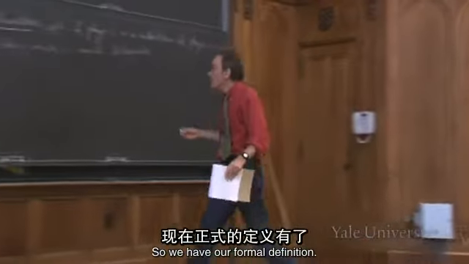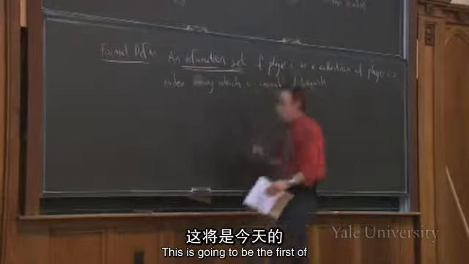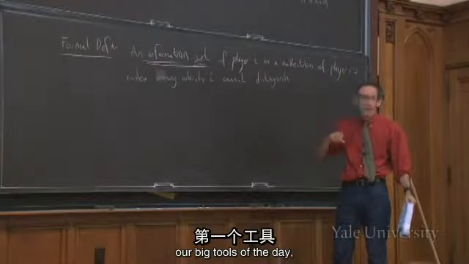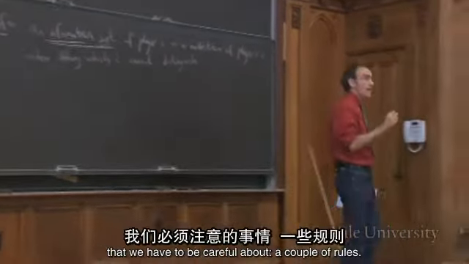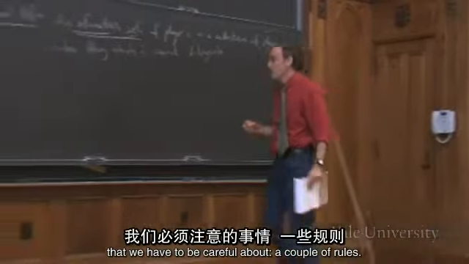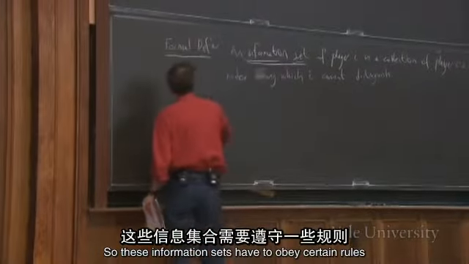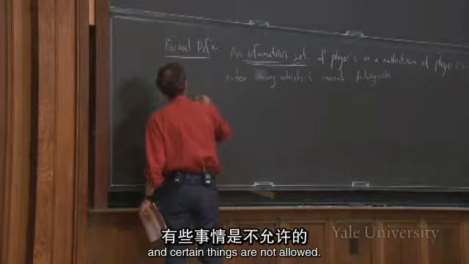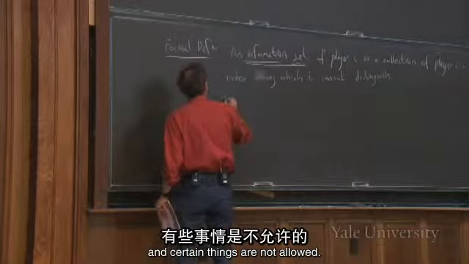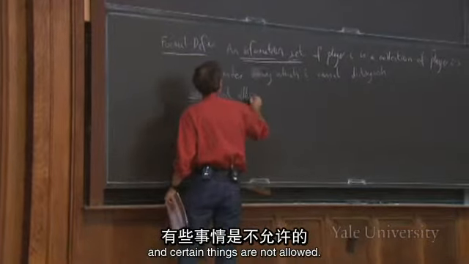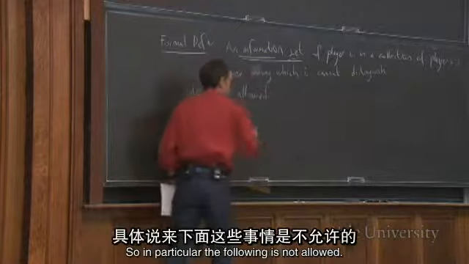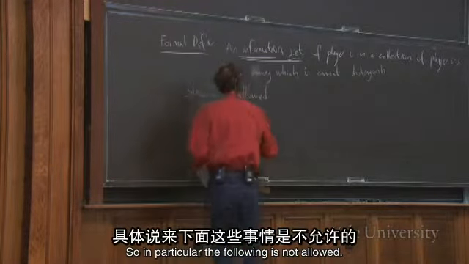So we have our formal definition. This is going to be the first of our big tools of the day, but let me just put down a few things that we have to be careful about, a couple of rules. These information sets have to obey certain rules, and certain things are not allowed. So in particular, the following is not allowed.